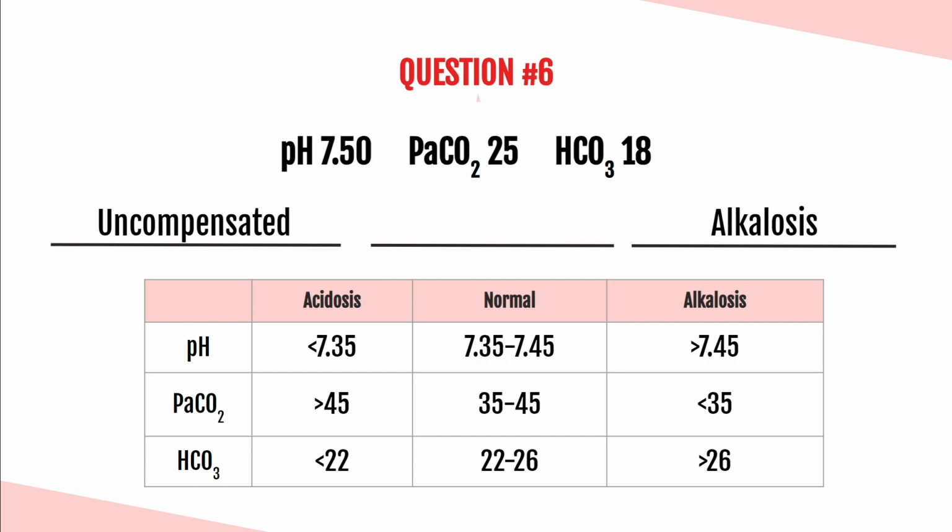Lastly, we are looking at our PaCO2 and our HCO3 and figuring out which one is trending with our pH. Our pH here is alkaline. So what is trending towards alkalosis? It's actually that CO2 of 25. It's alkalotic. This means that we are dealing with a respiratory alkalosis.